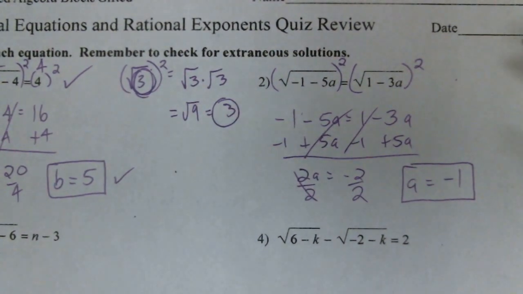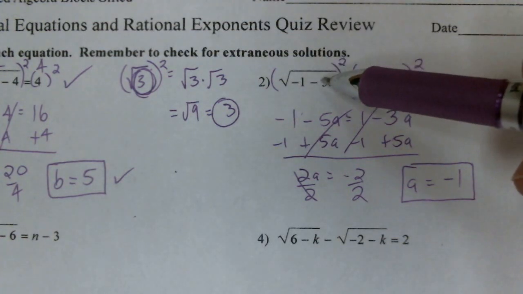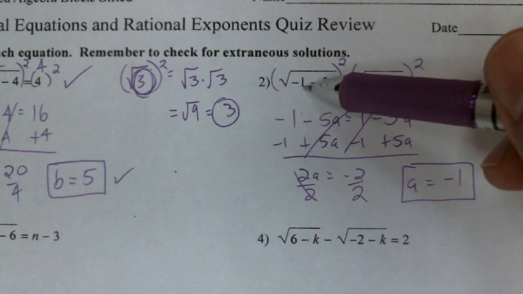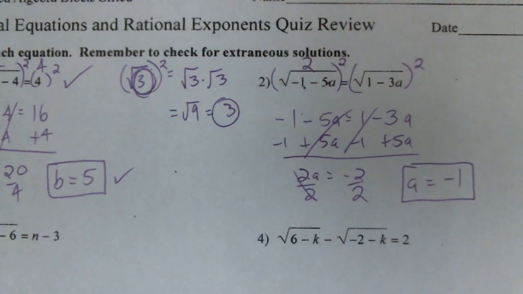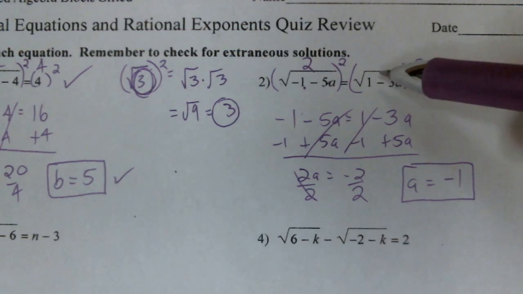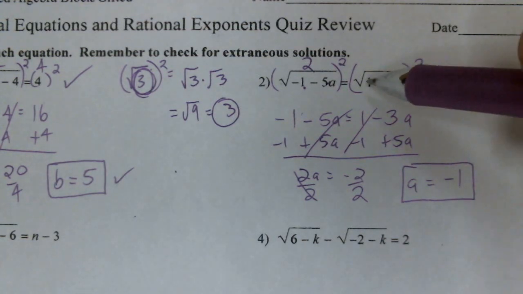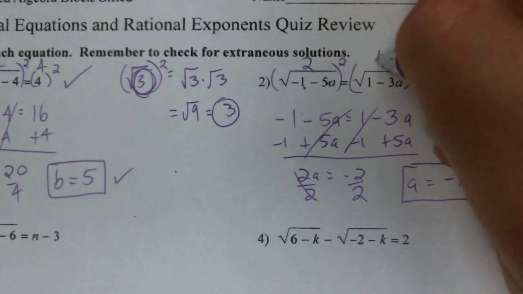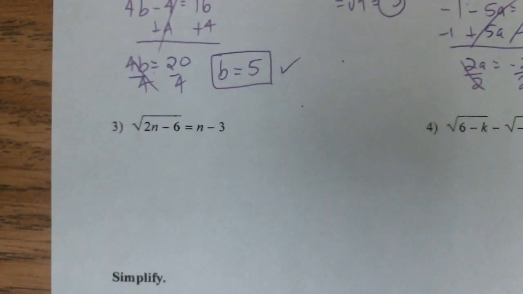Let's check that bad boy and see if it works. So if I stick in a negative 1 for a, I have negative 1 minus 5 times negative 1. Negative 5 times negative 1 is a positive 5. Positive 5 minus 1 is 4, and the square root of 4 is 2. All right, if I stick in a negative 1 here, I have 1 minus 3 times negative 1. That's going to be a plus 3. 1 plus 3 is 4, and the square root of 4 is 2. So that also works. No extraneous solutions so far.